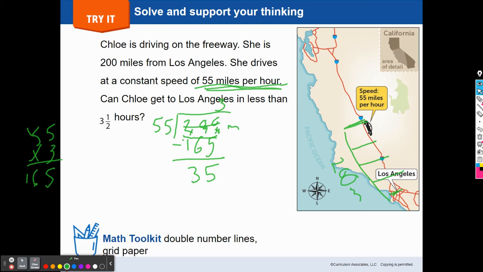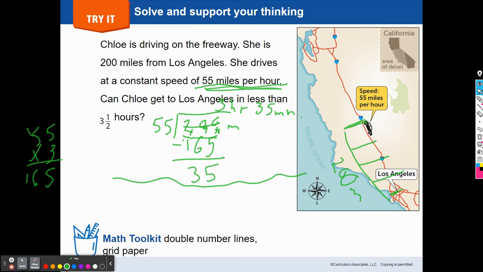What does that mean for me? Well, I'm calculating hours, right? Well, that's not 35 hours left over. It's part of my hours, right? So we could think of this as 3 hours and 35 minutes. Is that less than 3.5 hours? Well, what's half an hour? 30 minutes, right? So is 3 hours and 35 minutes less than 3 hours and 30 minutes? No, right?